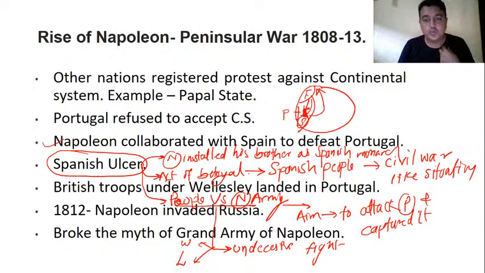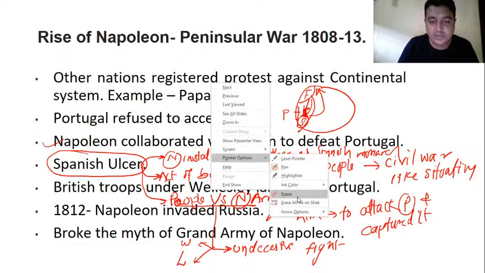Clear? So the Spanish ulcer, what was the aim? To defeat Portugal, but because of the act of betrayal from the Napoleonic side, Spanish people revolted against the Napoleonic army, and that's why the Napoleonic army was engaged in Spain only. And this war was indecisive, and as a result the Napoleonic army remained engaged in that particular area, and they forgot that they had to attack Portugal. This is known as the Spanish ulcer, indecisive. Clear? Everyone clear on the Spanish ulcer? Yes, everyone. Is there any question, any doubt related to the Spanish ulcer?